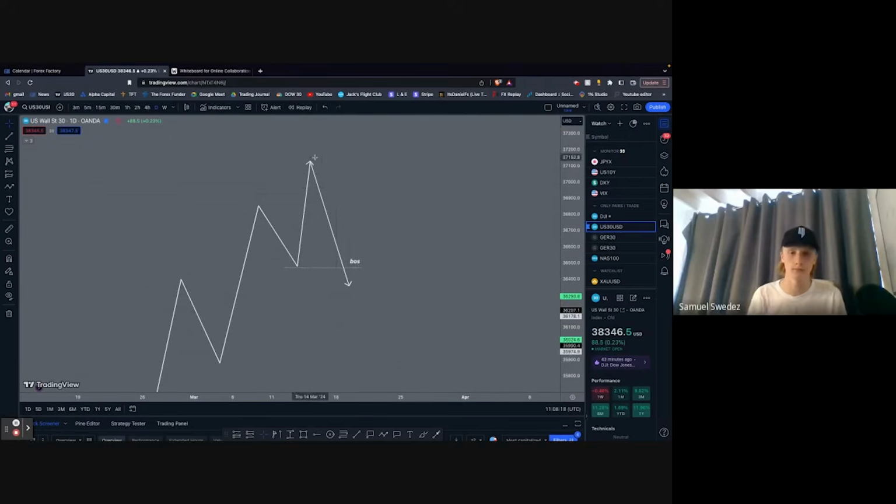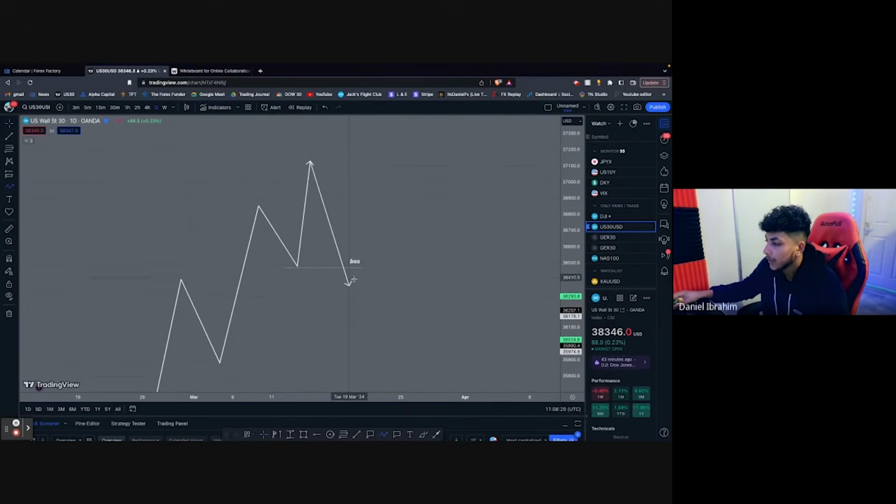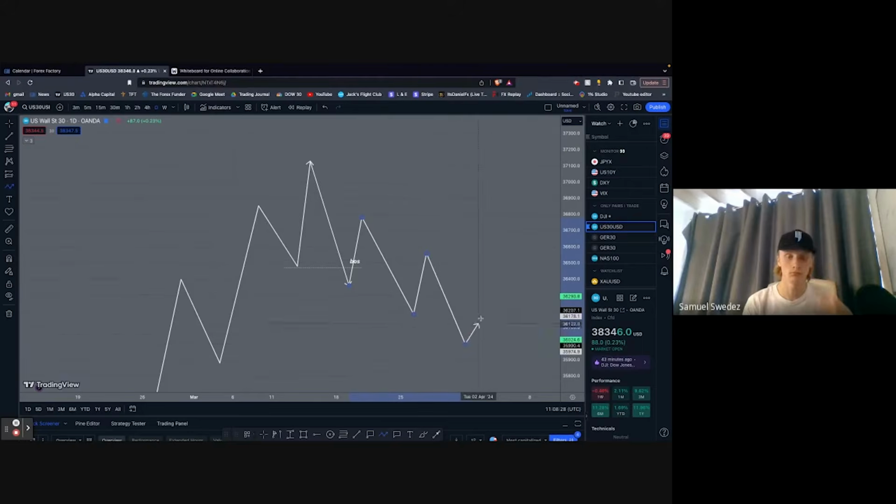Right. Okay. Once price has had a break of structure, you're now anticipating that it's gonna have a move back up and then begin the downtrend. So a lower low, a lower high, lower low, so on and so forth, like this. Cool.